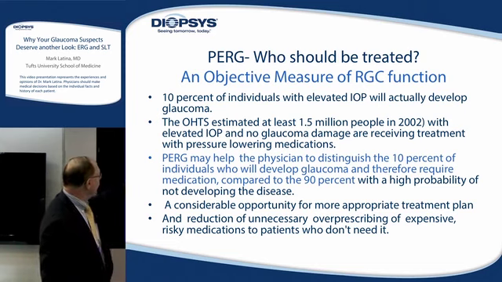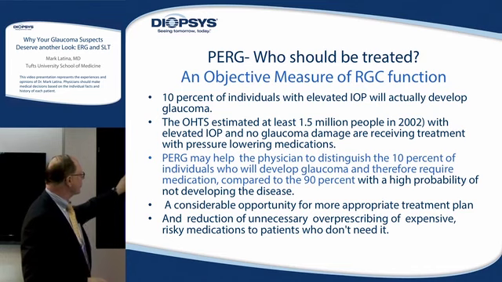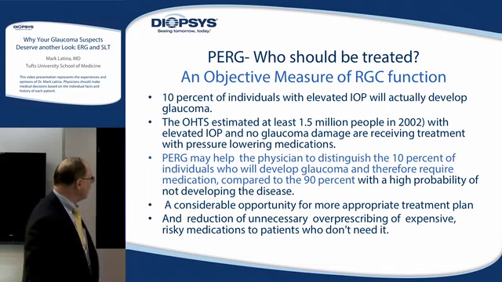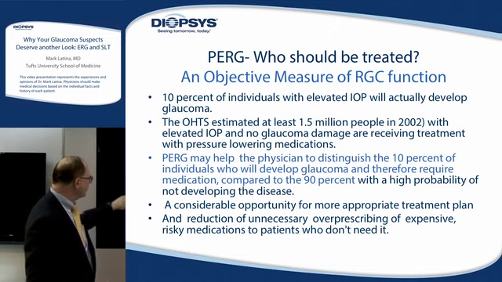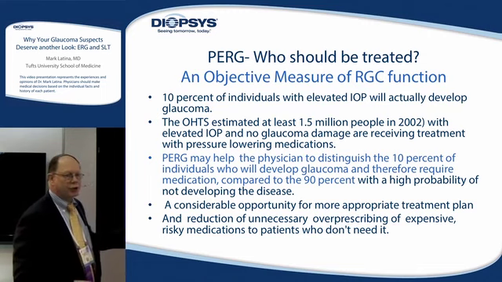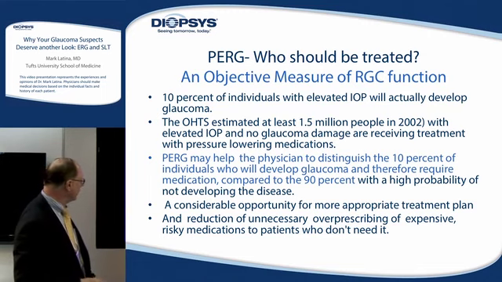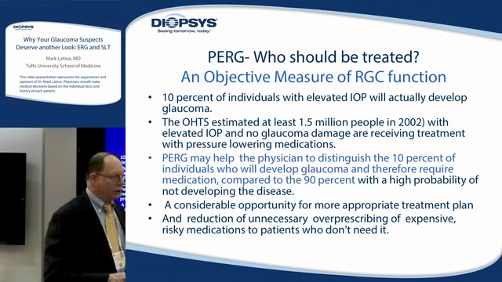You know, 10% of individuals with elevated intraocular pressure actually develop glaucoma. The OATS study estimated 1.5 million of these patients with elevated pressure are receiving medication. So in this case, we're probably over-treating. So this PERG may help to distinguish these small 10% of the patients that actually require treatment, and of course that will be a significant savings on medications.